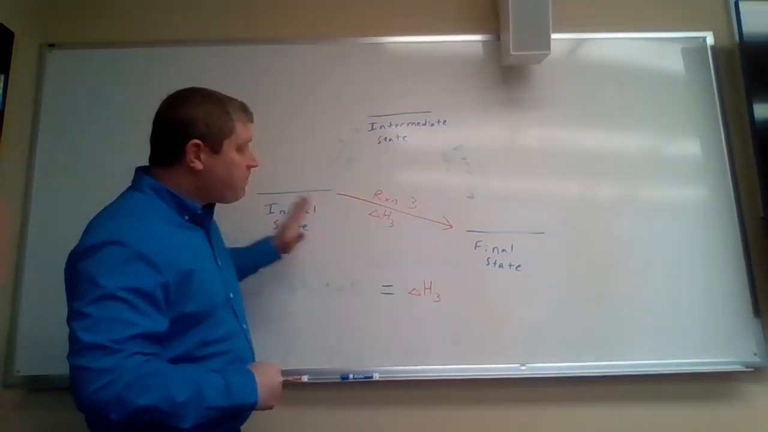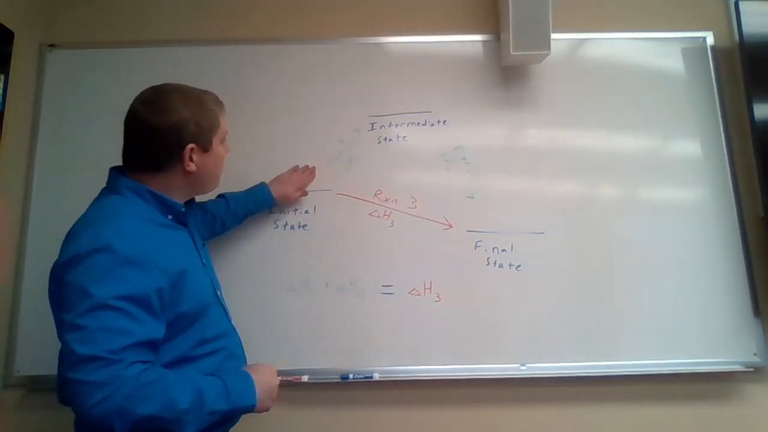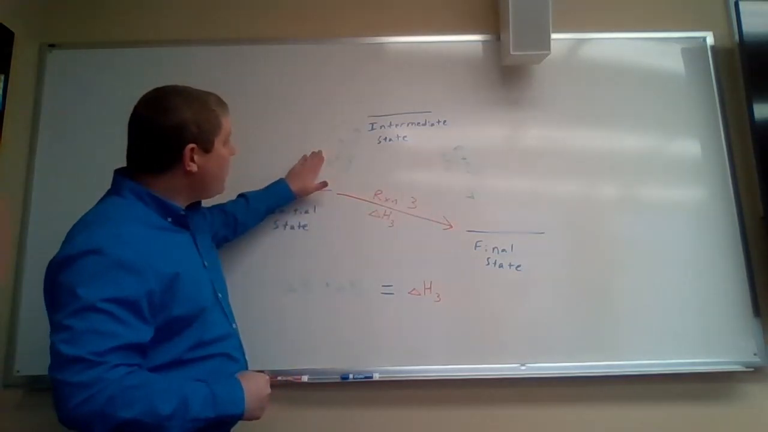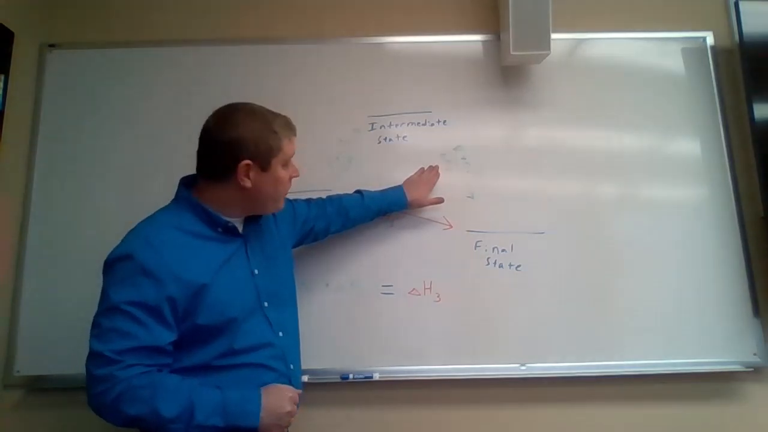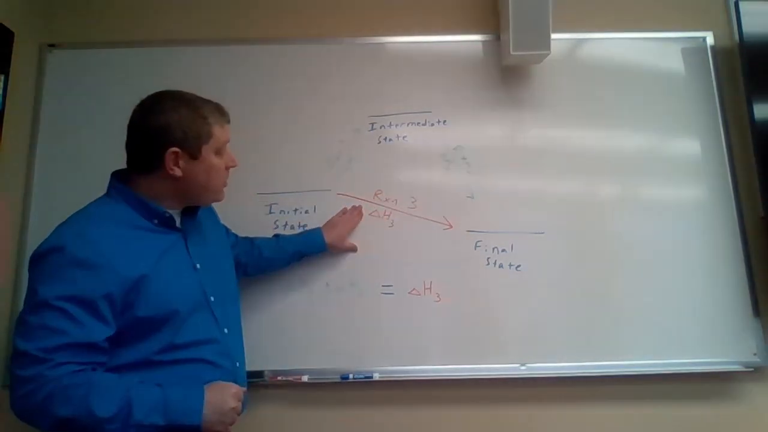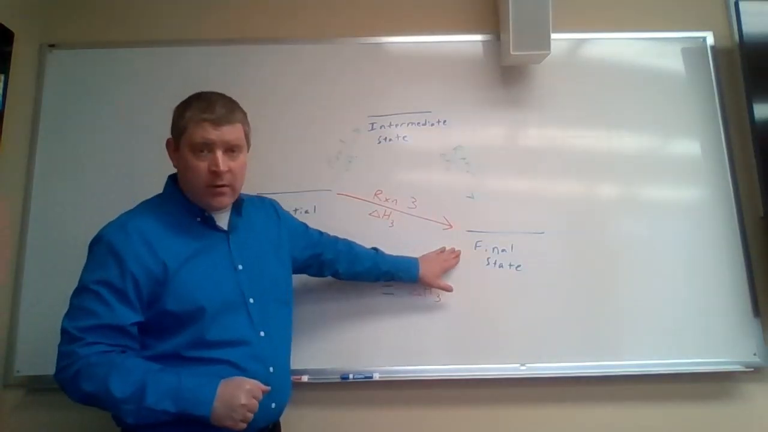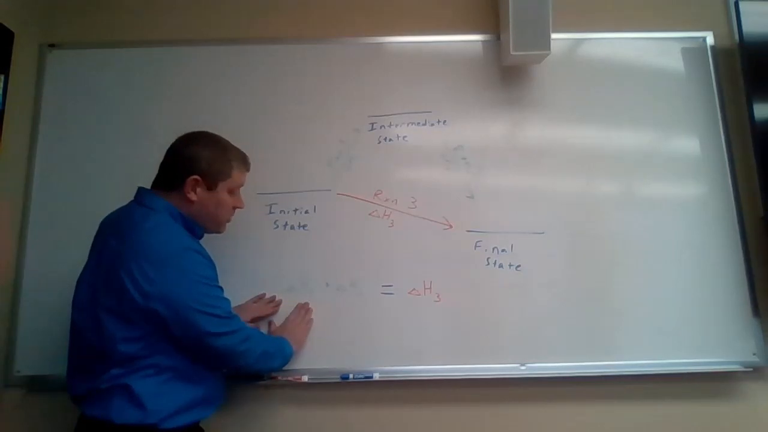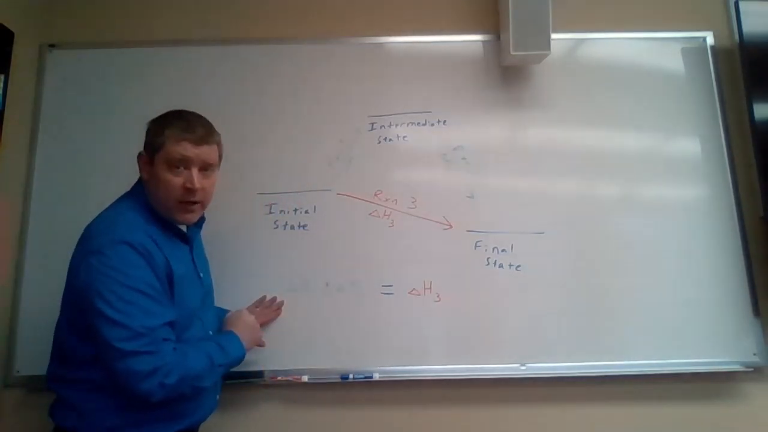If we start and end at the same places, the energy change of path 1, the green path, of reaction 1, enthalpy change 1, plus enthalpy change 2, must be the same as the energy change along any other path between these two states, so between the red path. So the sum of enthalpy change 1 plus enthalpy change 2 must be equal to enthalpy change 3.